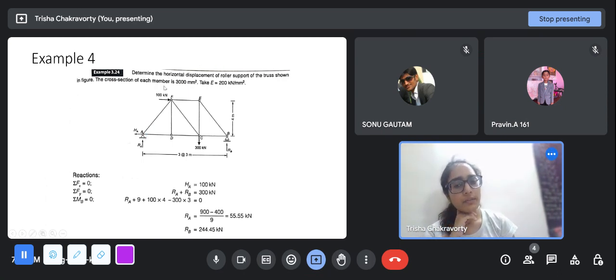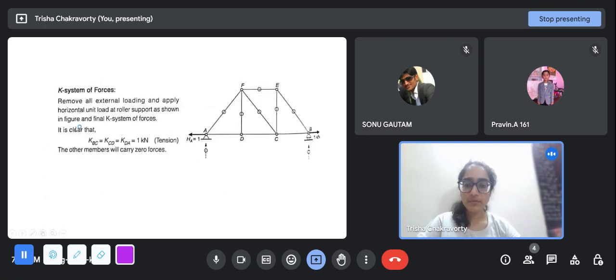So what will we do? We will forget this 100 kilonewton. We will forget this 300 kilonewton. We'll remove those. We also have to change the support reactions, because obviously the support reactions were due to this loading pattern. These loads we remove, and we put a unit load at the roller, at this node, in the horizontal direction, pointing left or right, that's up to you. And you have to solve the reaction forces and the member forces again.